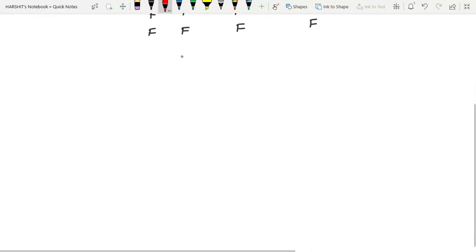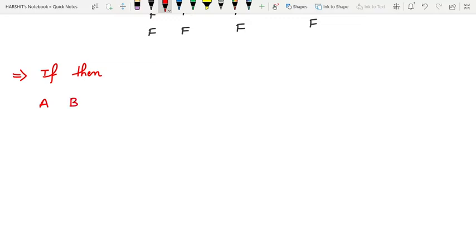Now let's move to the if then. Let's see how it works. Suppose we have two inputs A and B, and if we apply the if then, for that we can write A implies B. This arrow is the symbol we use for if then. Let's take some input. Here I am taking true, false, and here true, false, true, and false.